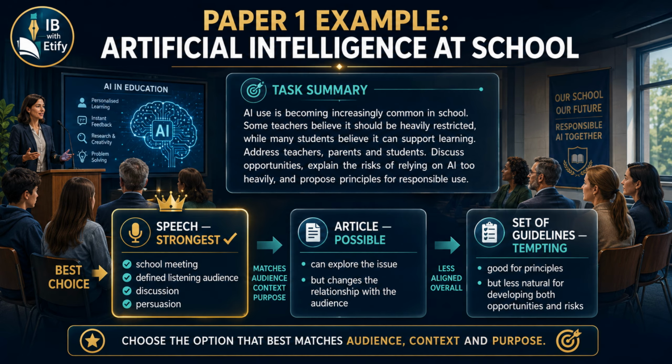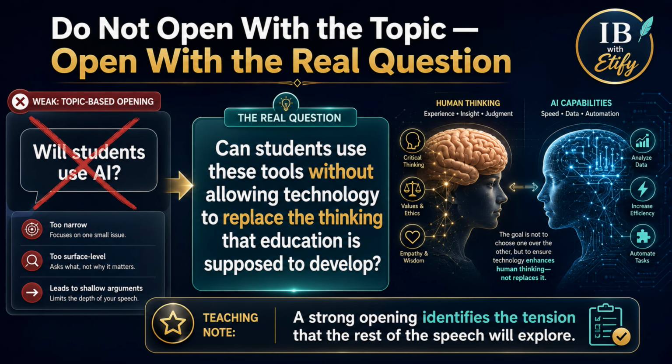Once you choose the speech, your opening should immediately fit that situation. You might acknowledge teachers, parents, and students. Recognize how quickly artificial intelligence has entered classrooms, and then introduce the central tension. The issue is no longer whether students will use these tools. The real question is whether they can use them without allowing technology to replace the thinking that education is supposed to develop. Now the speech has direction. The audience is clear. The context is clear. And the central tension is already established.